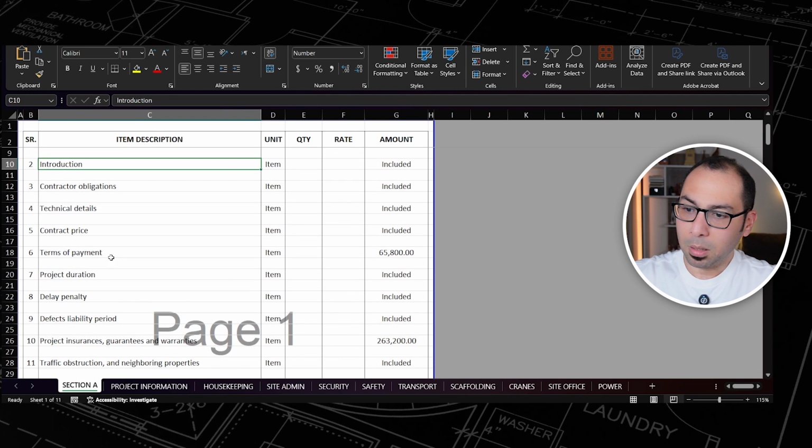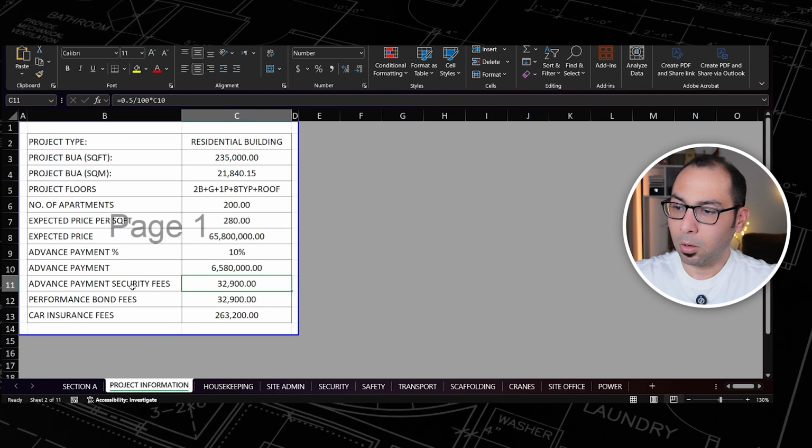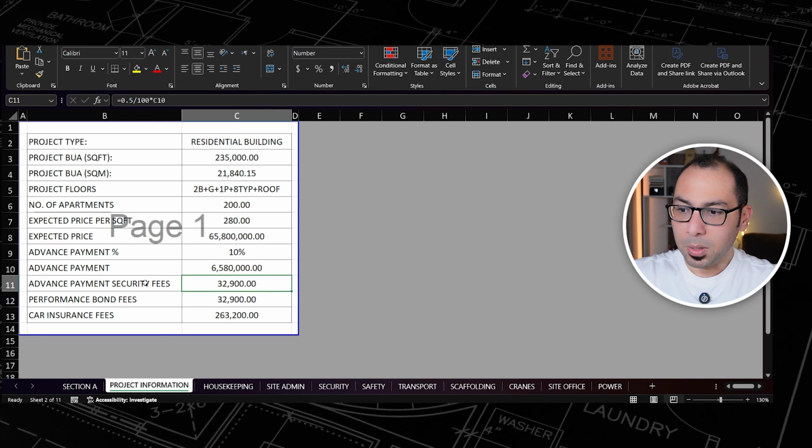But for example, the terms of payment, in the terms of payment in the contract, we will find that we need some bank guarantee for the advance payment and for the performance bond. And the advance payment will be 10% of the contract value and the performance bond is also 10%. But in order to issue a bank guarantee for this value, then the cost of this will be about 0.5% from 10% of the project value.